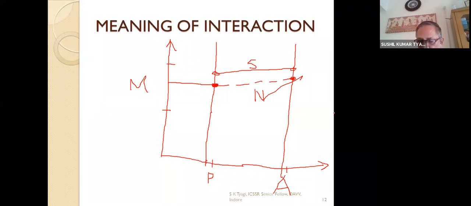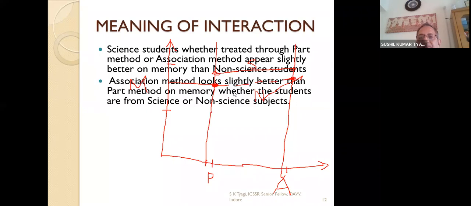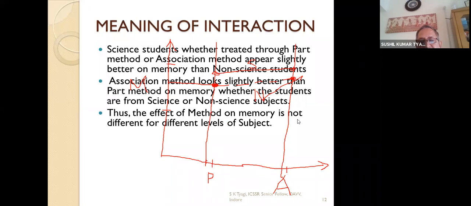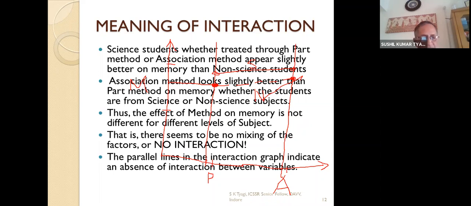So science students, whether treated through part method or association method, appear slightly better on memory than non-science students. You can see from here, science students are better than non-science students. Similarly, students taught by association method are better than part method on memory, whether the students are from science or non-science. Therefore, there is no interaction. These parallel lines mean there is no interaction. So the graph will tell you whether there is an interaction or not.